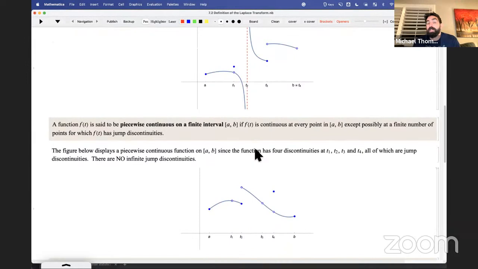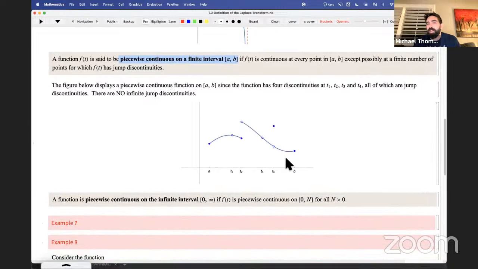All right. So finally, what does it mean to be piecewise continuous? Let's say on a finite interval A to B. All that means is if there are any discontinuities, there's a finite number and they're all jump discontinuities. They're all finite jump discontinuities.